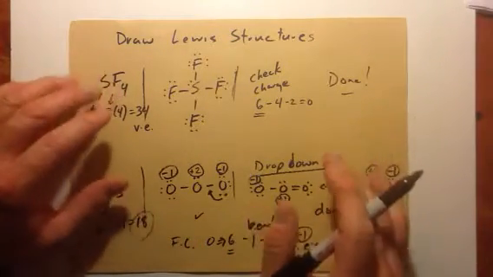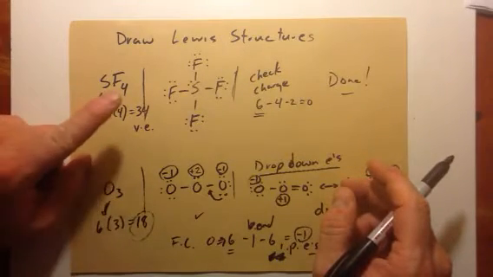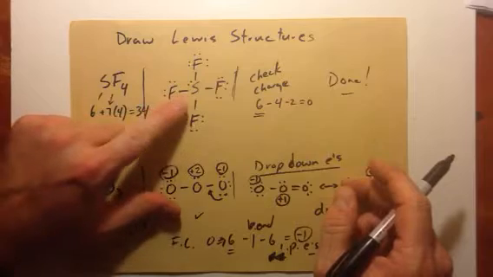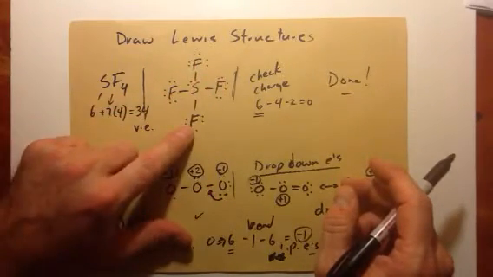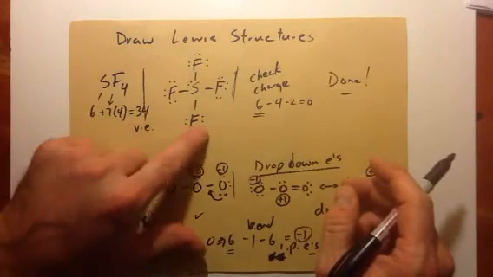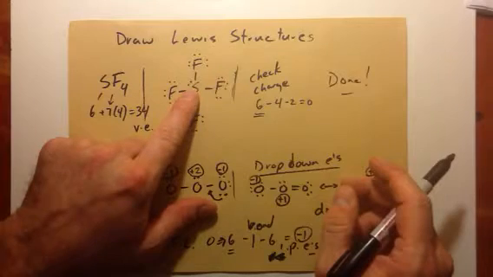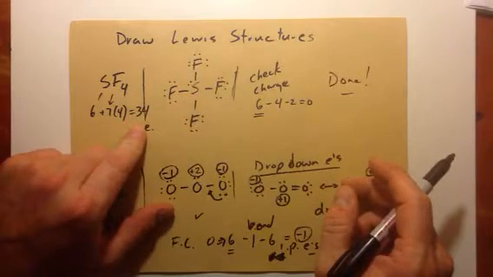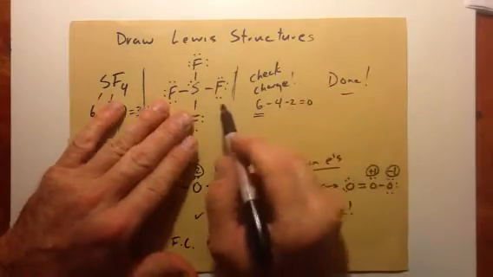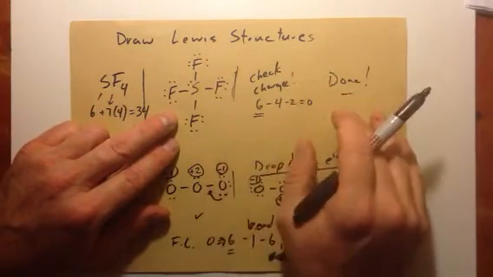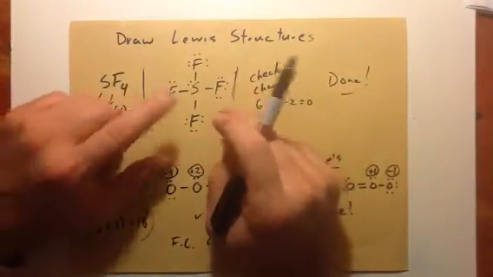So let me review the steps we took. We determined the valence electrons. That's number 1. We drew a frame where sulfur was in the middle of 4 fluorines. We then took the 34 electrons and put them in from the outside in, and then we had to put 2 electrons on the sulfur because we needed to get to 34. And once we made it to this, we checked our charge, and everybody was happy for this structure. So we didn't need to drop down any electrons or move anything within what we had as a starting point.